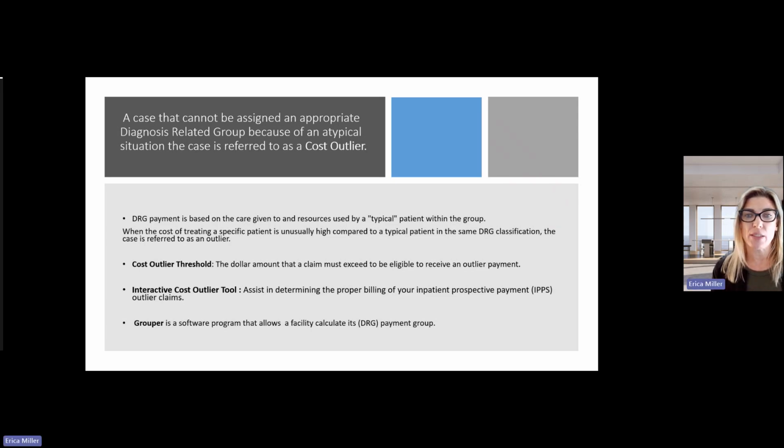Let's see here. What else do I got? Interactive cost outlier tool. So there's resources for us as billers as well. So we have what's called an outlier tool that helps assist in determining the proper billing of your inpatient prospective payment, what we call our outlier claims. And there's a software program that allows the facility to calculate its DRG payment groups. Guess what the name of that software is? Grouper. Grouper is the software program that allows the facility to calculate its diagnosis related groups or payment groups.